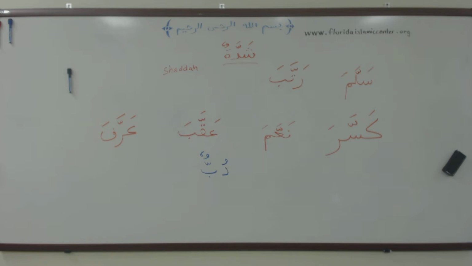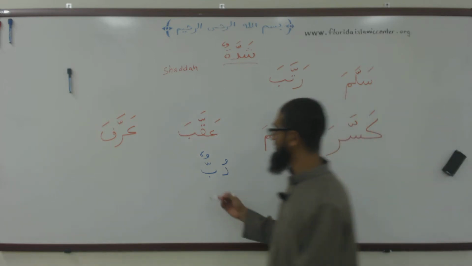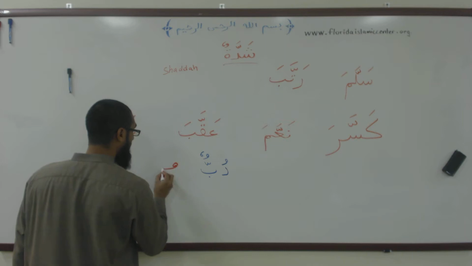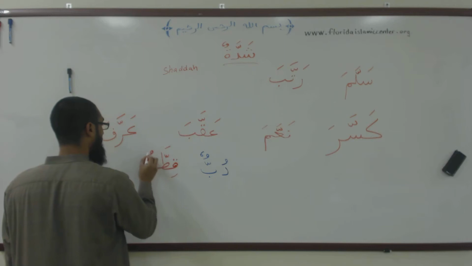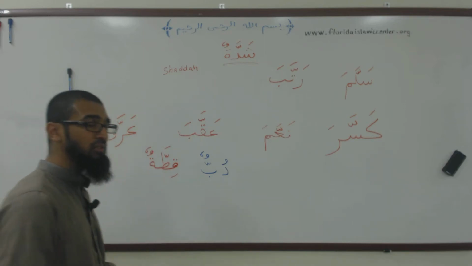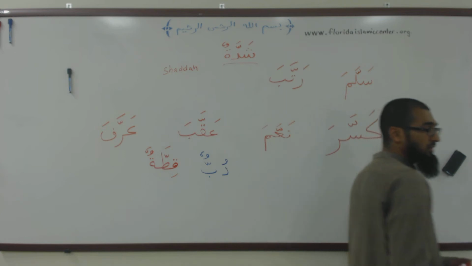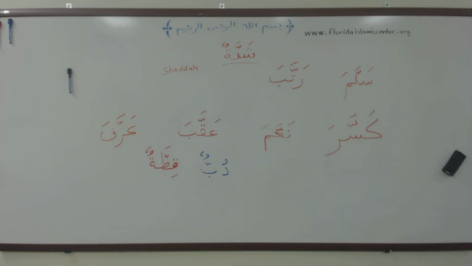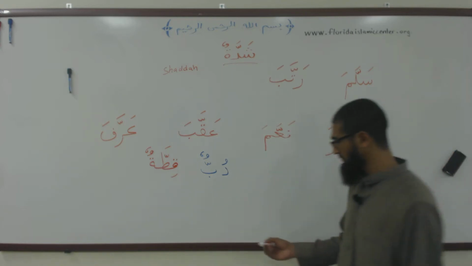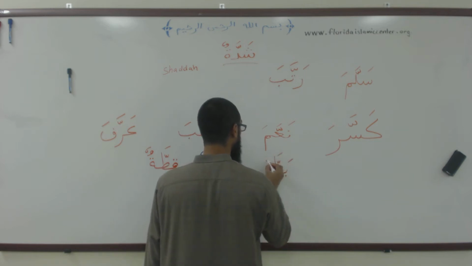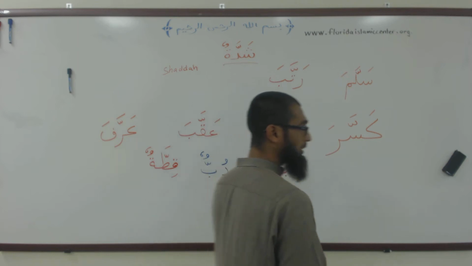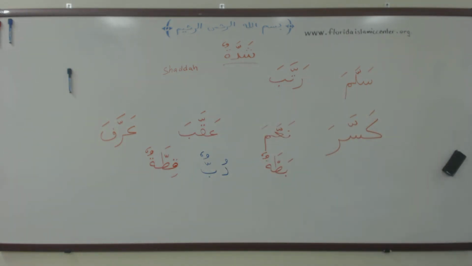Let's put it on the board. Qittatun. A cat, right? Qittatun. And after that, what's next? Battatun. A duck, right? Battatun. And after that one, what?